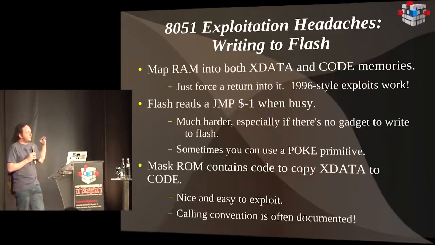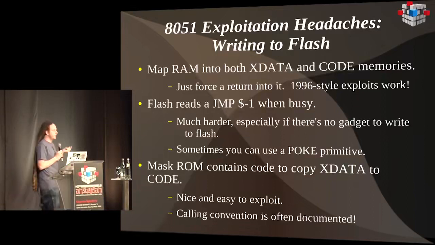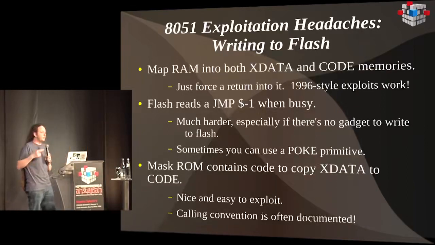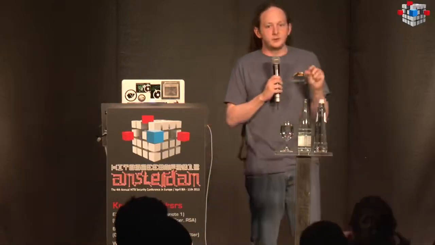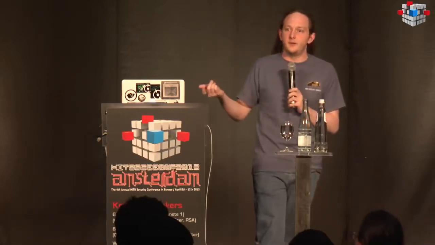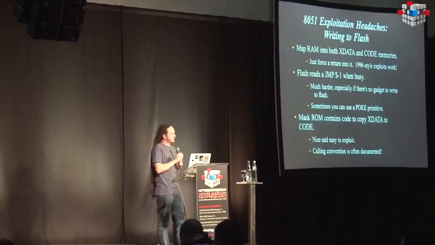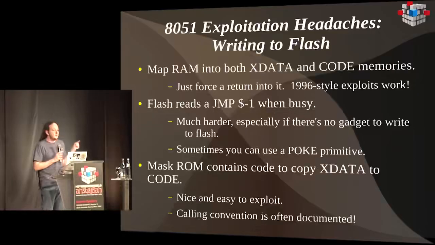Now you can exploit these. So if RAM is mapped into both X data and code, then you can just return into it, and this becomes a 1996 style smashing the stack for fun and profit attack. If it gives you the jump to -1 when busy, then it's harder to exploit because there's no gadget that just writes flash. But if you get a poke primitive, you can sort of construct a very slow one by individually poking the special function registers that handle writing to flash. Special function registers are like I/O addresses on a larger machine. You write to them, and that goes directly to a peripheral device. In this case, the flash memory controller.